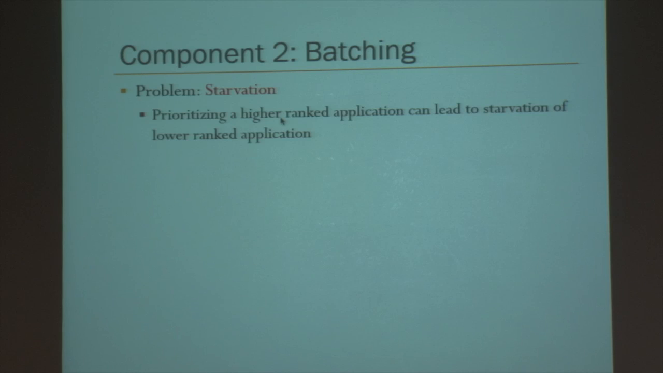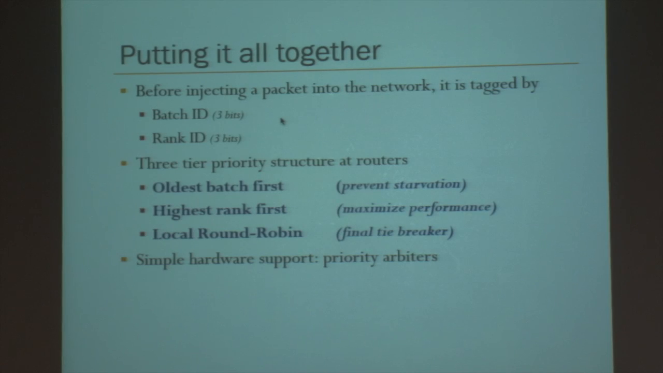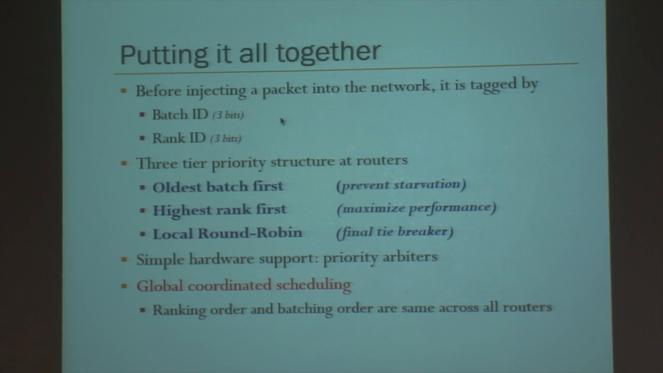Okay. And then the batching component, which I mentioned, solves that starvation problem. At some point, you have to make progress. So you bundle requests in a batch. And oldest batches are always prioritized over younger ones. So this is sort of the oldest first principle, but at a coarser granularity. So you have some flexibility within the batch. So this is the idea of how they use some bits to have a batch ID and a rank ID.